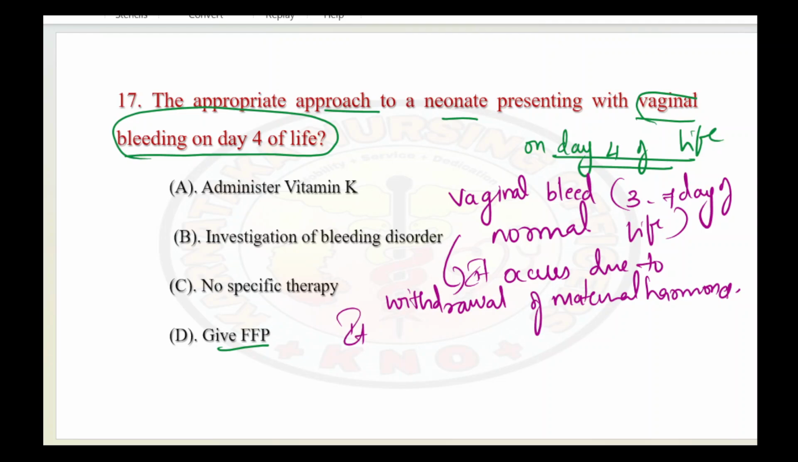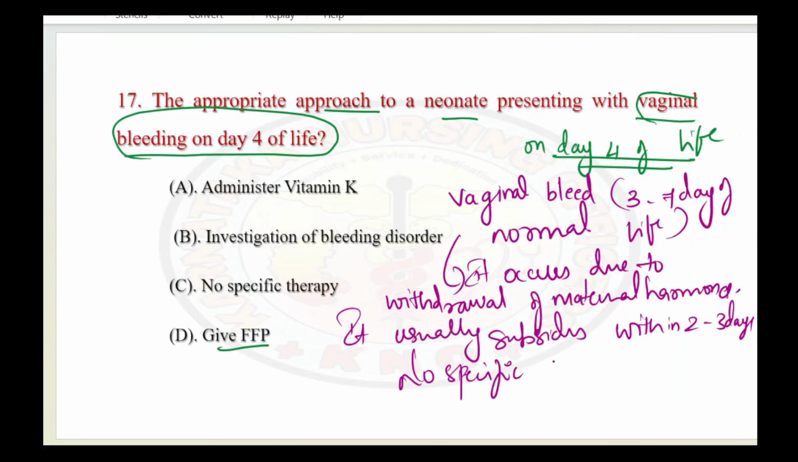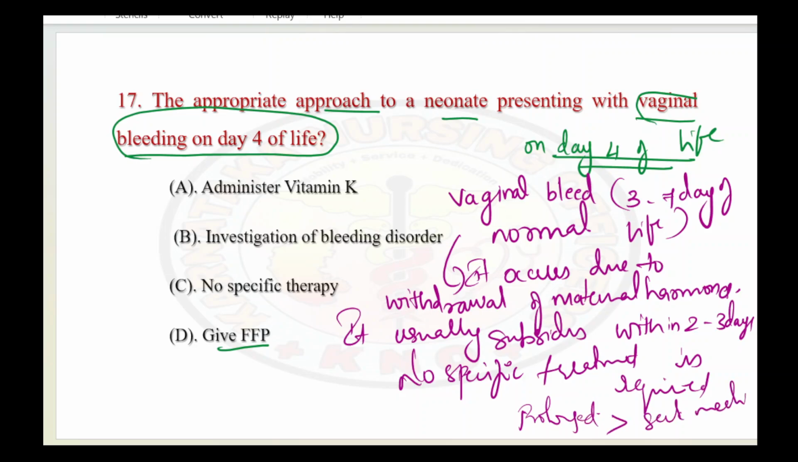It usually subsides within 2 to 3 days. So no specific treatment is required. If it is prolonged, then seek medical advice. Okay, so this is about the vaginal bleed.